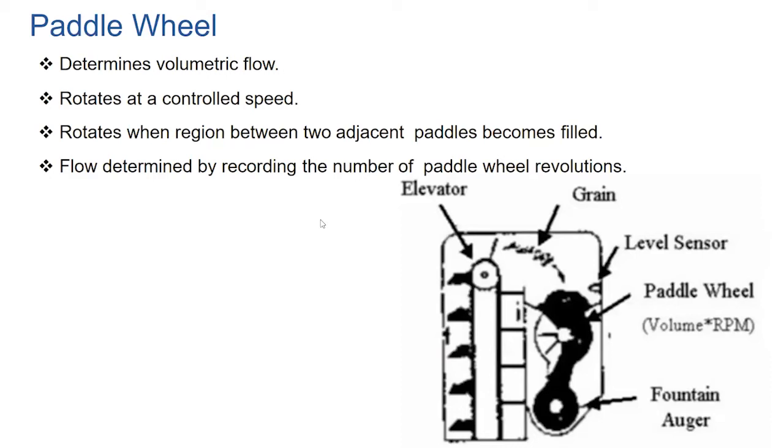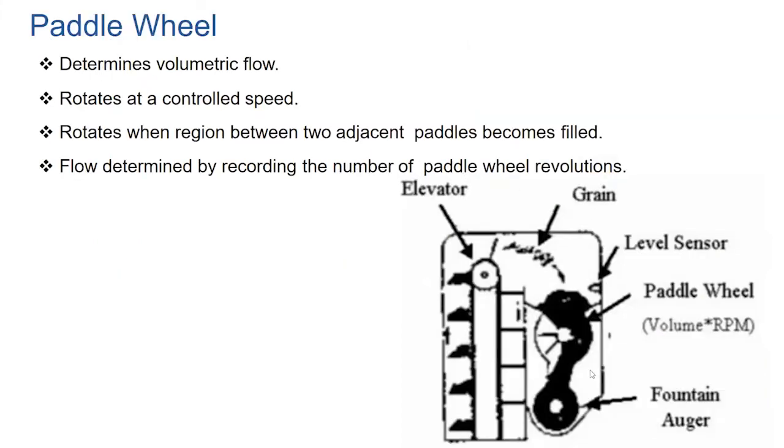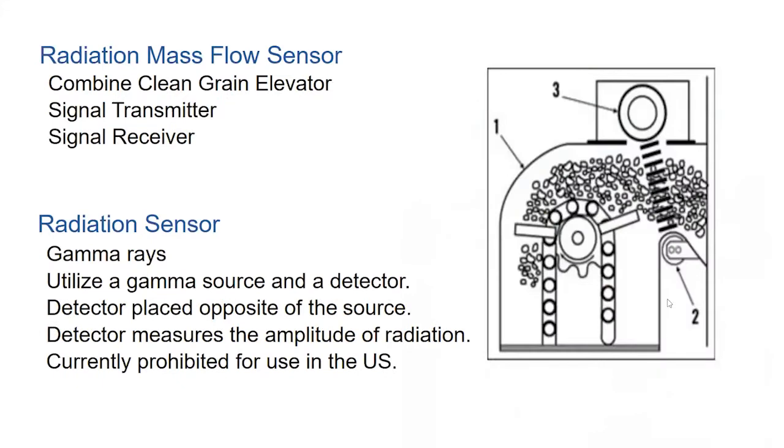So we discussed the different sensors, and we don't discuss it anymore because it's just mechanical, and we cannot use this type of information. Just for your information, we have paddle wheel, we have impact sensors with different types, and we have radiation mass flow, with one source of radiation, and a detector or receiver.